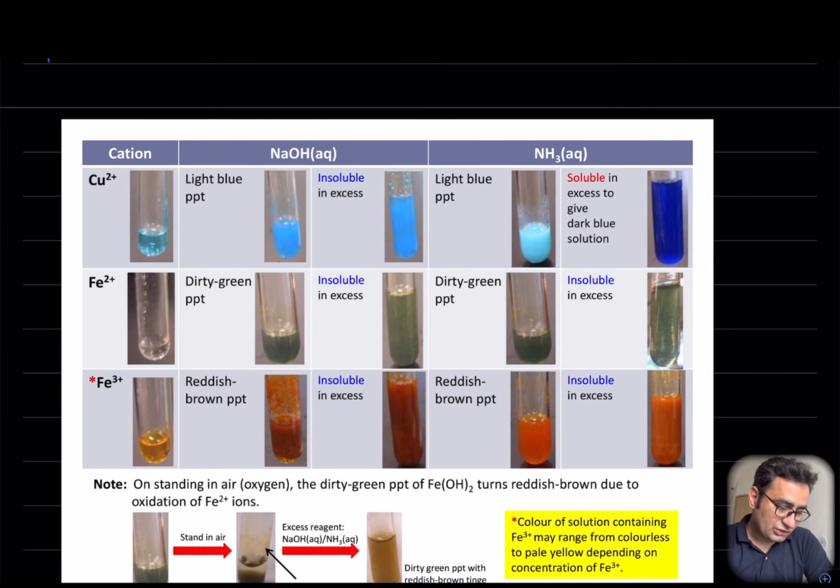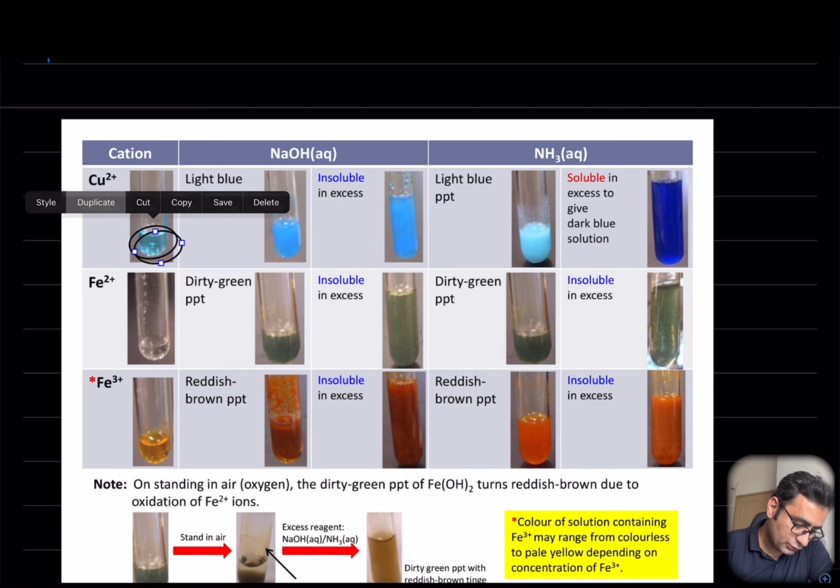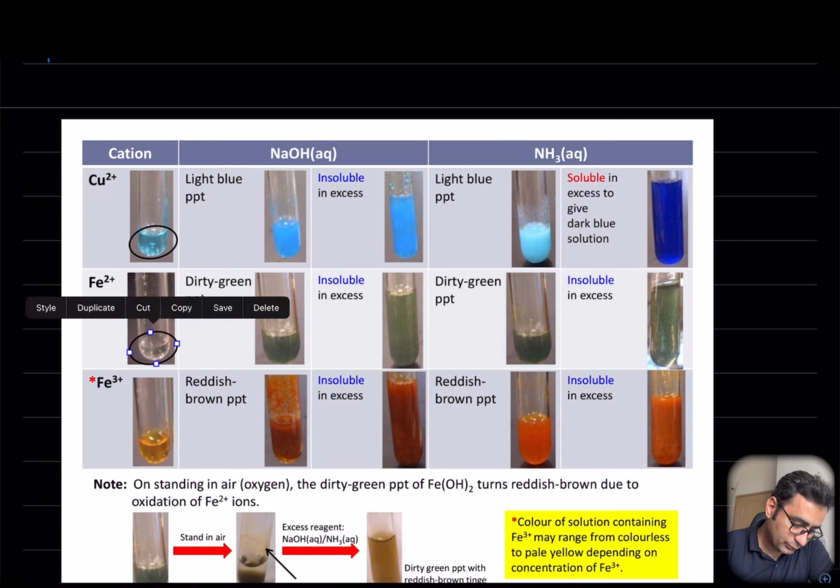Now these are the transition metal cations. Very first thing, you should observe they all form colored solutions. Here you can see this is a light blue solution, and iron 2 is green, and iron 3 is a red-brown solution. This is a blue solution.